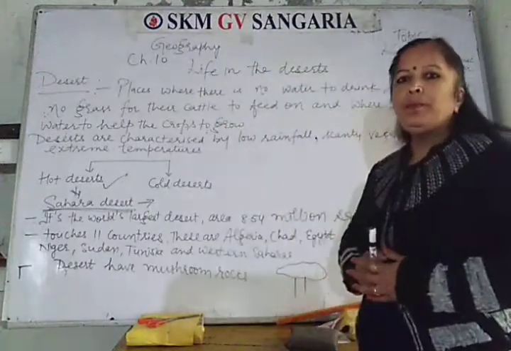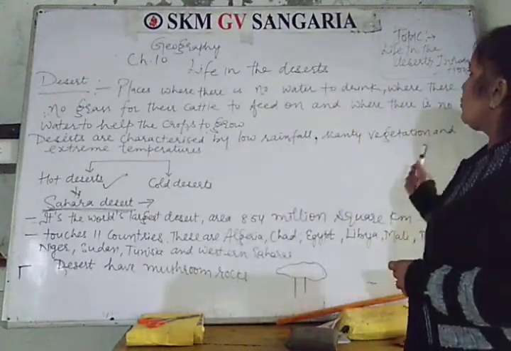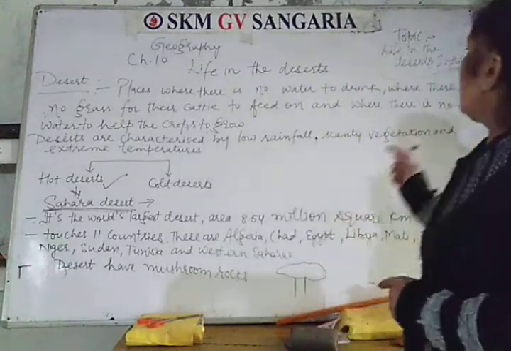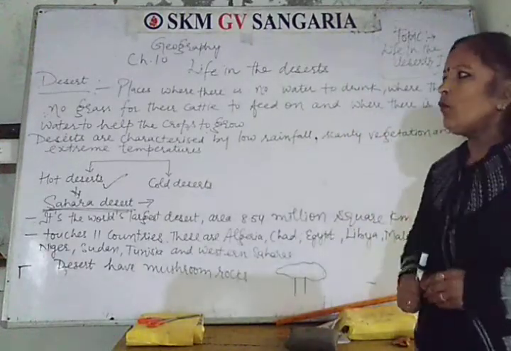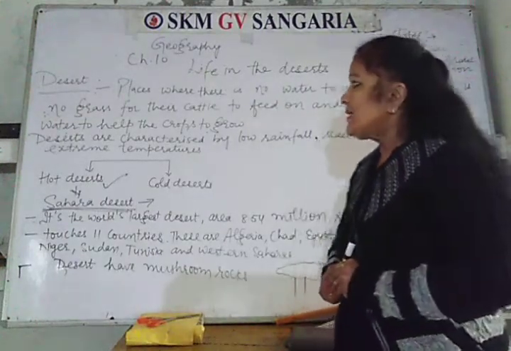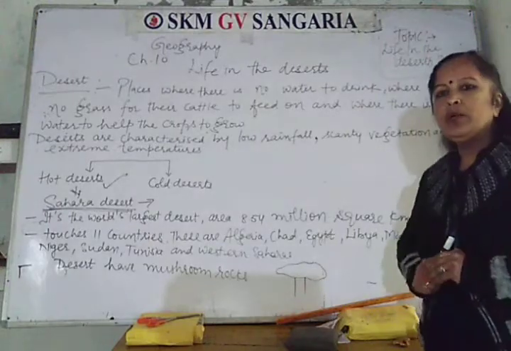Desert means places where there is no water to drink, where there is no grass for their cattle to feed, and where there is no water to help the crops to grow. Deserts are characterized by low rainfall.